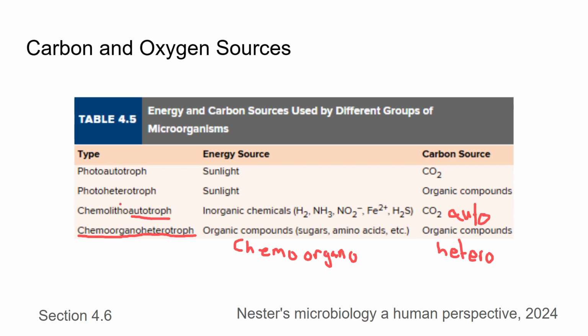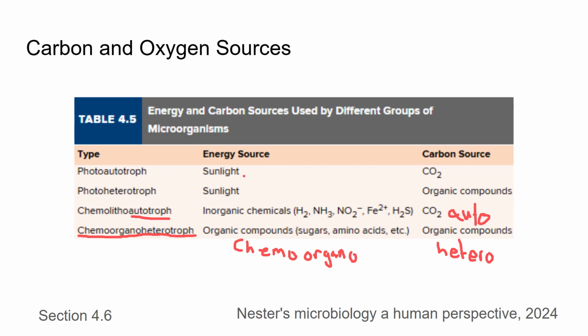And then we can have a photoheterotroph. Photo means sun, or light. So it gets its energy from light, and it would use organic compounds. So I'll think like a Venus flytrap. It gets its energy from sunlight, but it lives in nutrient-poor soil, so it needs to break down other organic compounds for carbon. Well, that might not be correct. I don't know. Ignore the photoheterotroph. I don't have a good example for it.